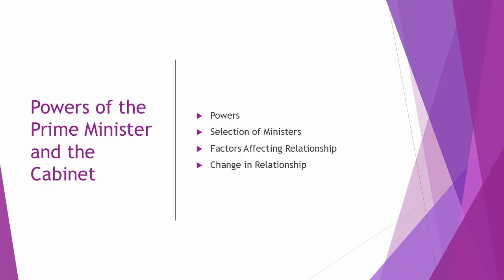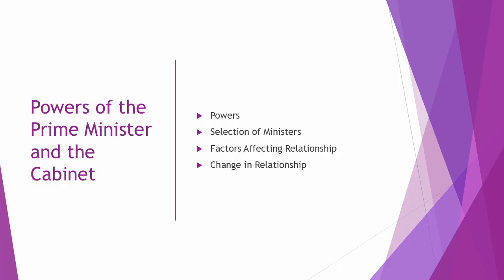Party unity affects the relationship because divisions within the party can weaken the Prime Minister's control over the cabinet. Media influence plays a role as negative press coverage can pressure the Prime Minister and affect cabinet confidence. External events impact the relationship as crises, such as economic downturns or wars, can strengthen or weaken the Prime Minister's authority.